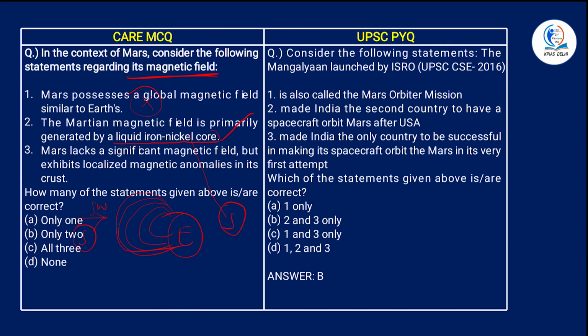Mars lacks a significant magnetic field but exhibits localized magnetic anomalies in its crust. As I told you, it does not have any intrinsic magnetic field, but it exhibits some sort of localized magnetic anomalies in its crust. That is happening. That has been witnessed. Is that visible in Mars? Yes or no? No. This is also wrong. Any sort of magnetic field is not present in Mars. So here your answer should be only one.